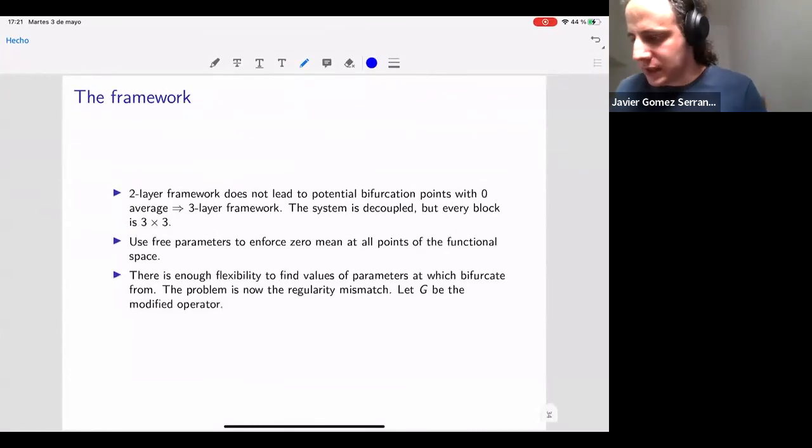Okay, so what's the framework going to be? As I said, 2 layers, no chance. So we're going to work in a 3-layer framework. Again, the system is diagonal. Everything looks good, but now the blocks are 3 by 3, so it takes quite some calculation power. We will use some of the free parameters at our disposal to kill off all the symmetries and force zero mean, and then work in a space where we just have finite energy, and we have enough parameters. There is enough flexibility, and we can find values of theta for which the determinant that I showed before is 0. So this is not a problem. Finding the bifurcation is not really a problem. The problem here is how to deal with the regularity mismatch.